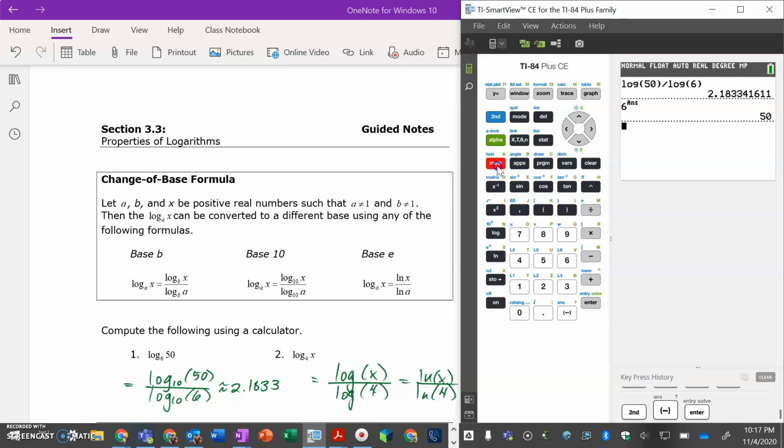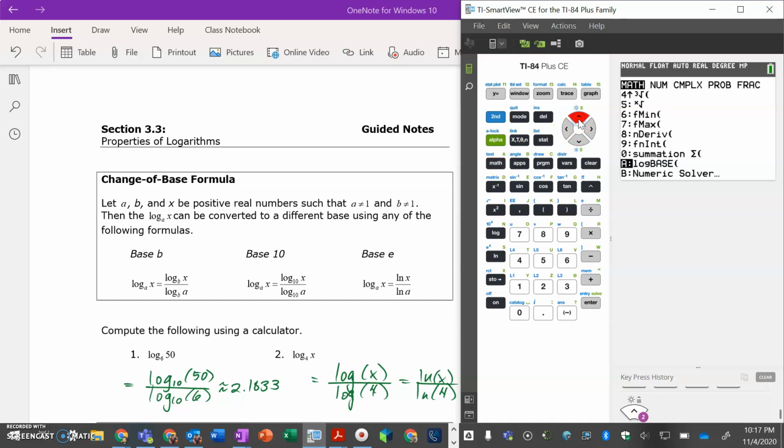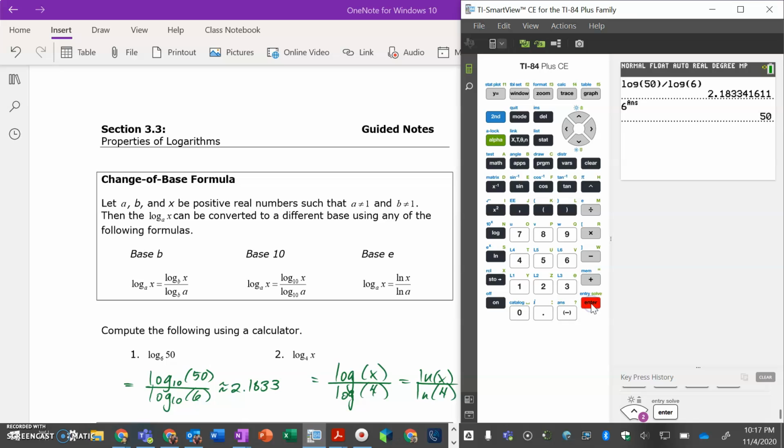As we discussed in the last section briefly, there is a button on your calculator. If you hit the math feature, scroll up to option A, log base. That feature allows you, if you have a TI-84 Plus, to type in the base of 6 and of course the number you're taking the log of, 50, and the calculator should end up giving the exact same result.